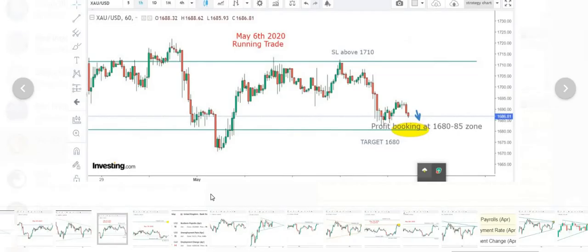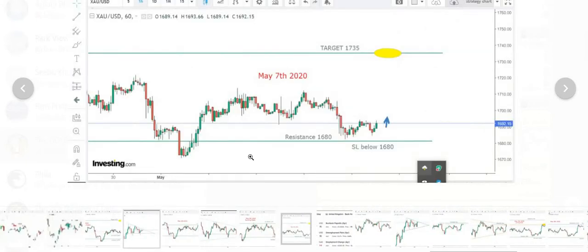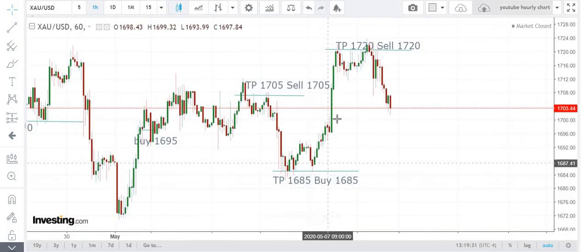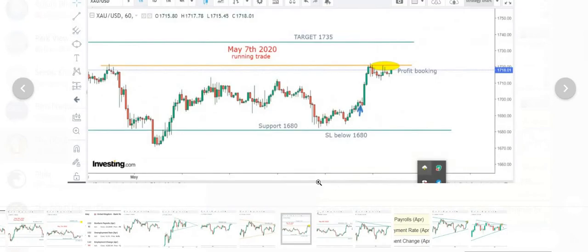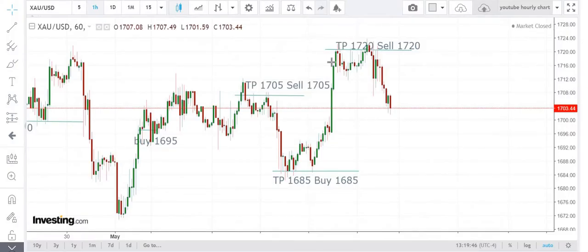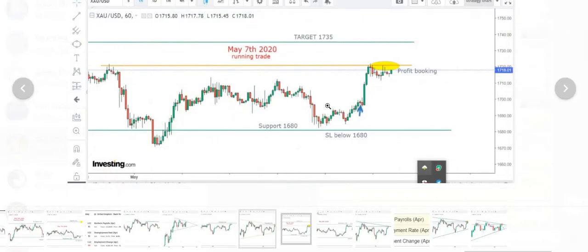Now let me show you the trade which was given to the members. On May 7th, this was the trade given to the members. We were expecting the prices to revisit 1735 levels. Over here, 1680, we bought at 1685 levels and we were expecting the prices to move upward. Then what happened? Just stick with me. Then we booked at 1720 levels. We booked profit at 1720 levels. This was the trade given to the members of the forecast group, profit booking.